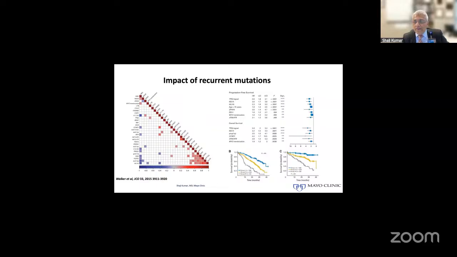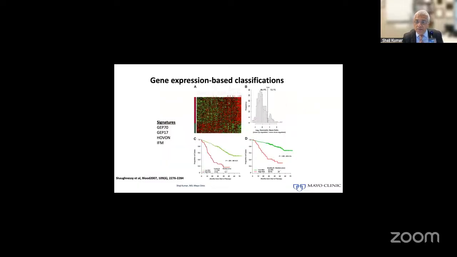Now, there are obviously some things that are not covered by the current genomic risk stratification system. You have to keep in mind that there can be point mutations, for example, mutations in the DNA repair pathway, RAS mutations, all of which can have impact on the outcomes of patients. There are gene expression-based classifications. This is the RNA expression.